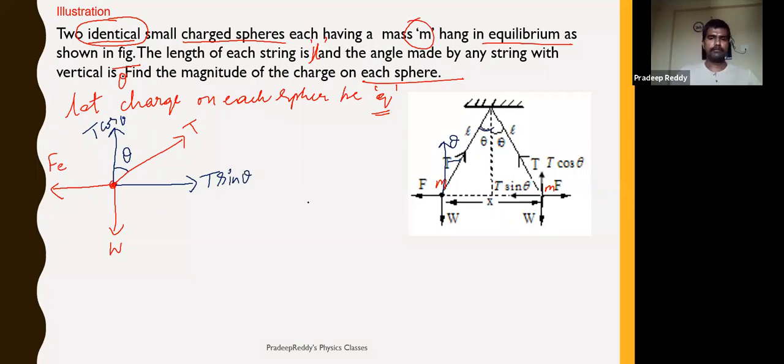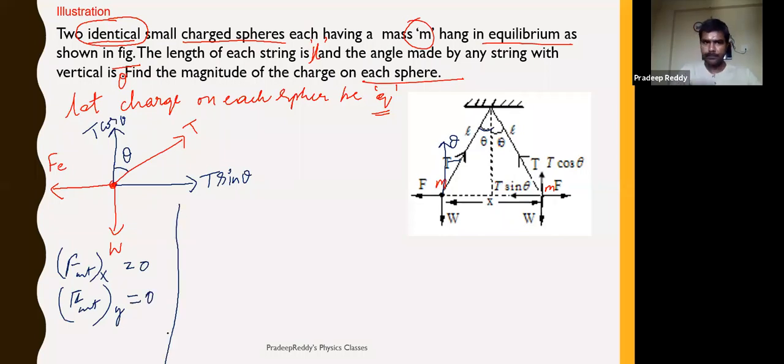T cos theta and T sin theta are the components of tension acting along the electrostatic force and the weight. As the total system is in equilibrium, the net force along the x-axis should be equal to 0. Similarly, the net force along the y-axis should also be equal to 0. So balancing that, you can write T sin theta is equal to the electrostatic force.